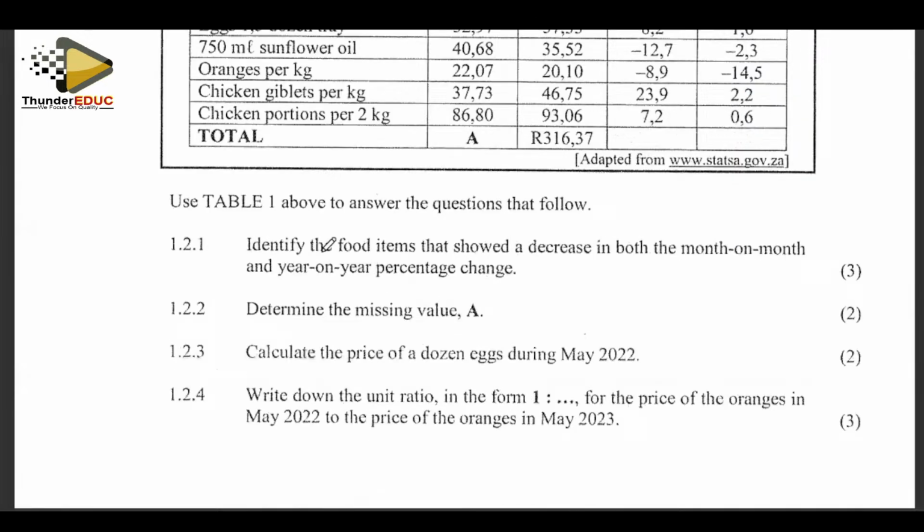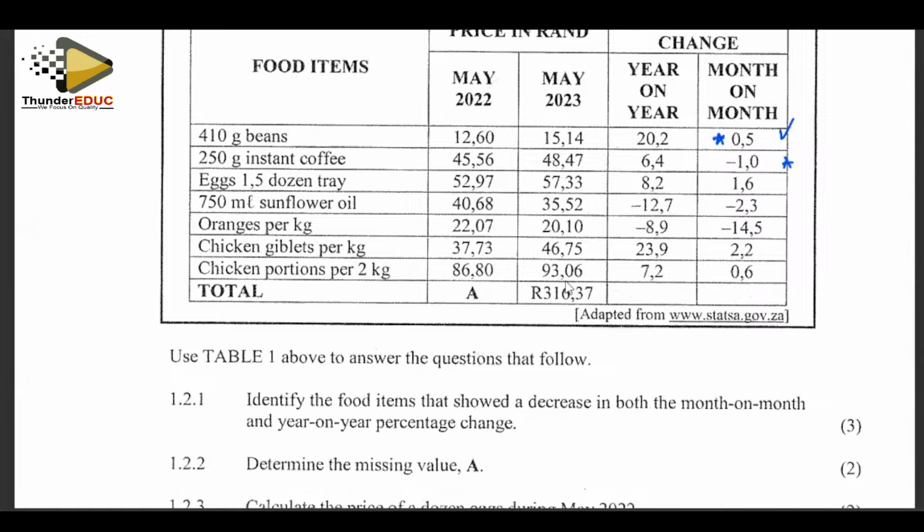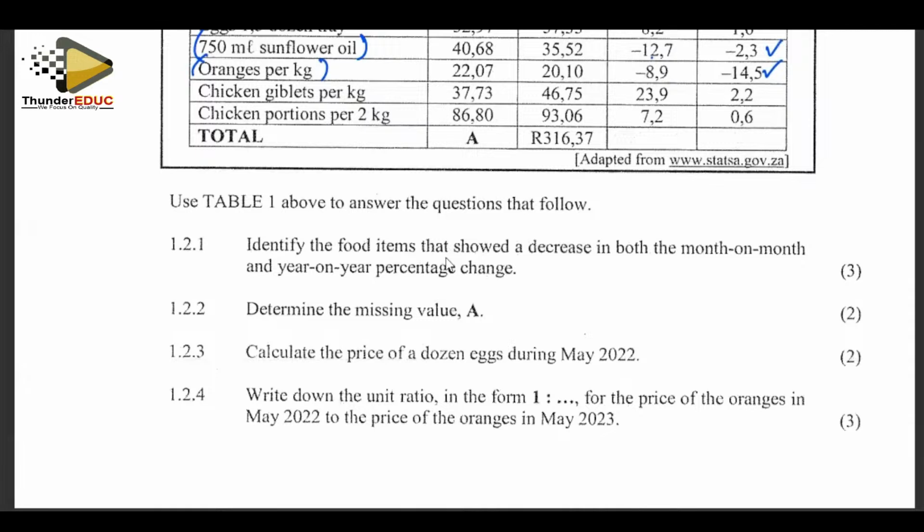Identify the food items that showed a decrease in both month-on-month and year-on-year percentage change. Decrease, we have from explaining. So now we have, there's a decrease here. That's our first item. So we have the sunflower oil. Then we have this other one here next to it, which is oranges per kg. So they are telling us to identify the food items. So here we can say the sunflower oil and the oranges.